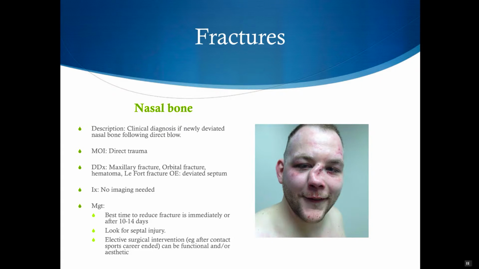Nasal bone, this is quite common. It's a clinical diagnosis for the most part, especially if you see the nasal bone itself is deviated following a direct blow. Once again, this is direct trauma. It can happen in all sorts of different sporting activities. The differential diagnosis is a maxillary fracture, orbital floor fracture. The other one is an underlying ethmoid fracture, and perhaps a sphenoid fracture as well.